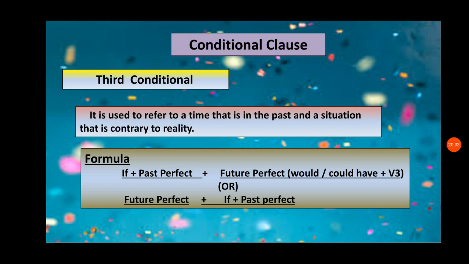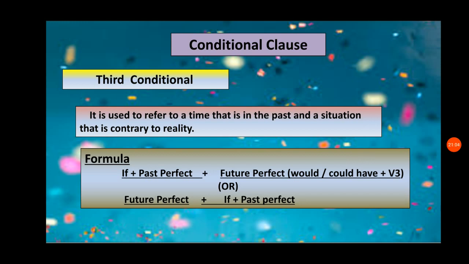This type of condition has past perfect in the conditional clause and a future perfect in the result. Look at the table. If plus past perfect. What is past perfect? Had plus v3. That is past perfect. In the result, would have plus v3 or could have plus v3.